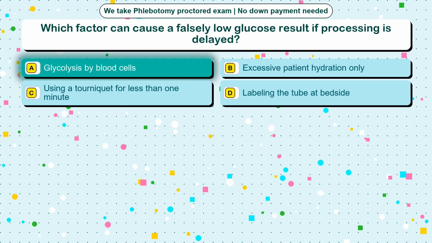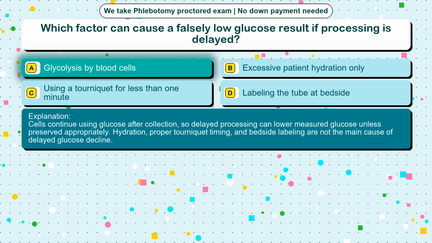The correct answer is option A, glycolysis by blood cells. Cells continue using glucose after collection, so delayed processing can lower measured glucose unless preserved appropriately. Hydration, proper tourniquet timing, and bedside labeling are not the main cause of delayed glucose decline.